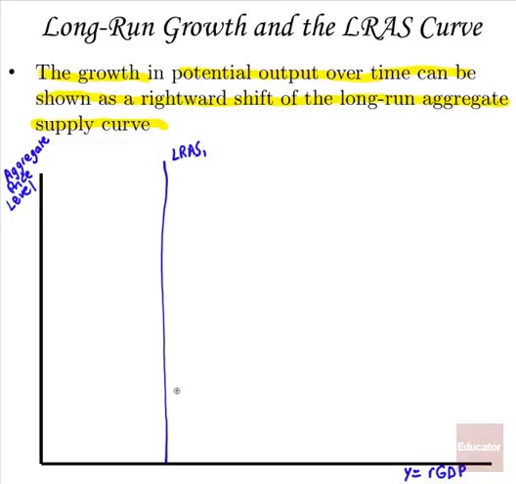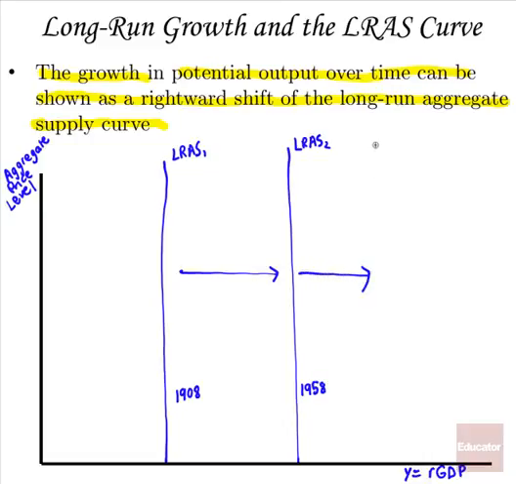And let's say this was the year 1908. Well, over time, the LRAS has shifted to LRAS2. And let's say this was 1958. And then it's shifted to where it is in 2008. Maybe I won't put as much of a shift here because it indicates that the period of time between 1908 and 1958 perhaps was a time of more growth, relatively speaking, than 1958 to 2008. So this would be LRAS3.